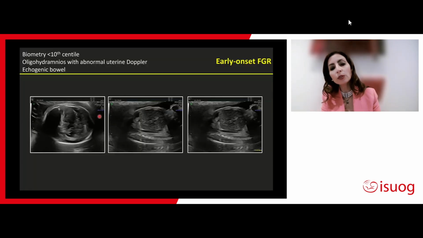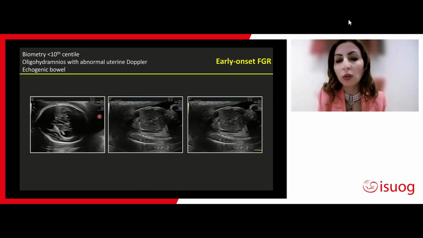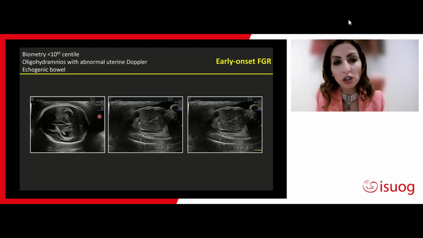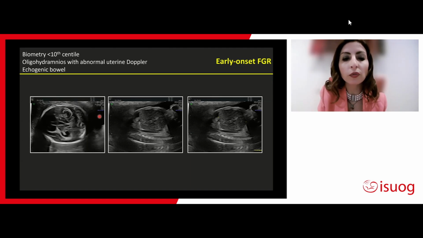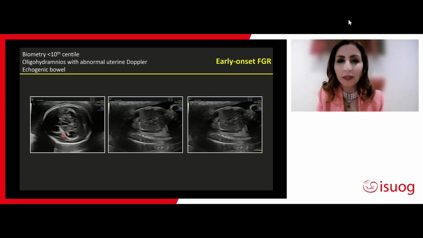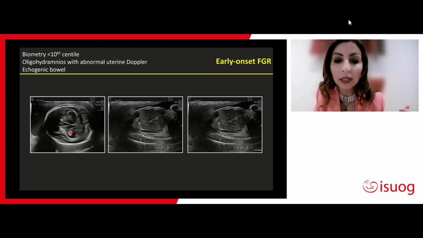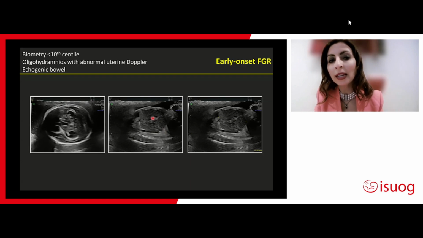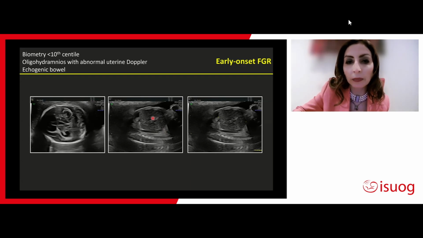The other thing you need to be aware of is that the appearance of the brain or even other organs might vary with gestation. So the case that I showed you earlier, the one that was referred for early onset fetal growth restriction, in the initial assessment you didn't really have all the cortical abnormalities that became apparent later in pregnancy. Also, there was no hepatomegaly in the initial assessment, and later there was ascites, and therefore you need to be systematic when you do the assessment throughout the pregnancy.